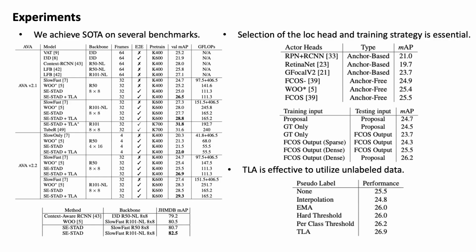We perform experiments on two widely used STAD benchmarks and SE-STAD achieves excellent results. On AVA, our SE-STAD can achieve around 2 mAP boost and around 80% FLOPs reduction steadily. Compared with former end-to-end detectors, SE-STAD can also achieve a better accuracy and computation trade-off without the help of an attention classification head. Tables on the right demonstrate that the localization head and training strategy are essential. Besides, compared to other methods, TLA can bring more accuracy gain.